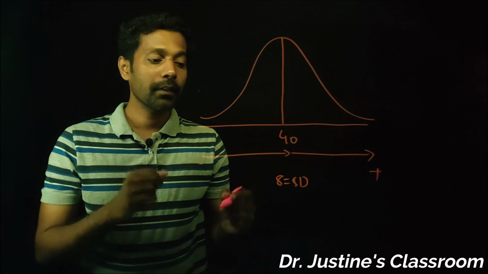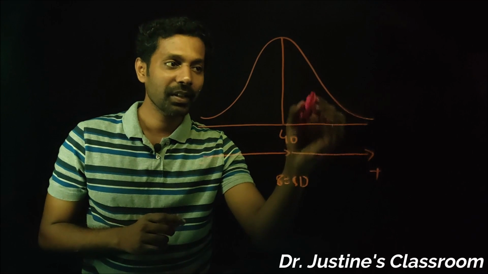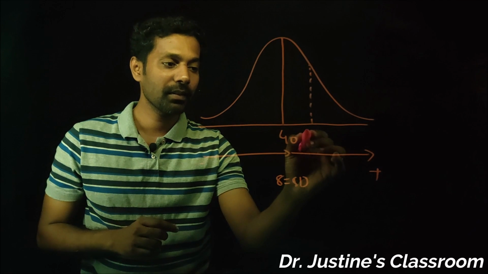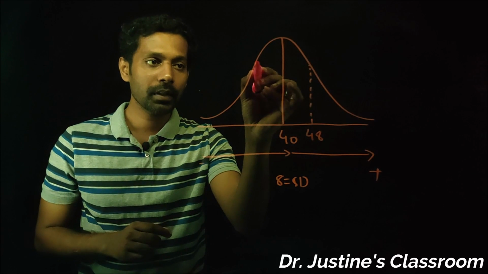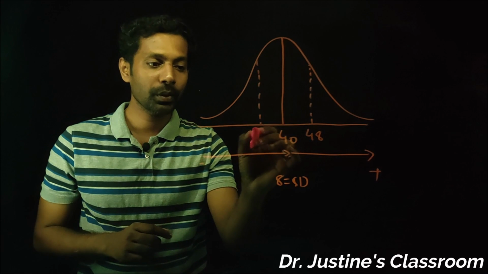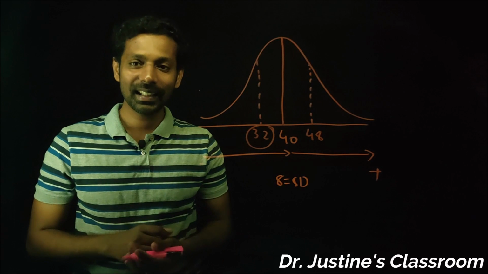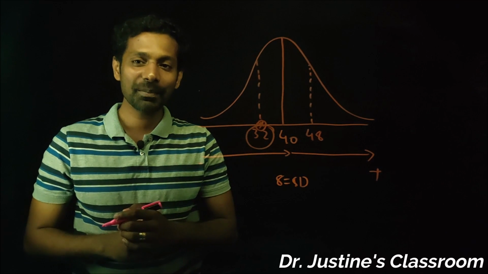Now they're asking for a value of 32. Now look into this one. This is mean plus 1 standard deviation. What is that 1 standard deviation value? That is mean plus 8. This is my standard deviation. And mean minus 1 standard deviation, this is 32. Yes, you got the value 32 here. Now they're asking where this 32 will fall. What's the percentile position here?